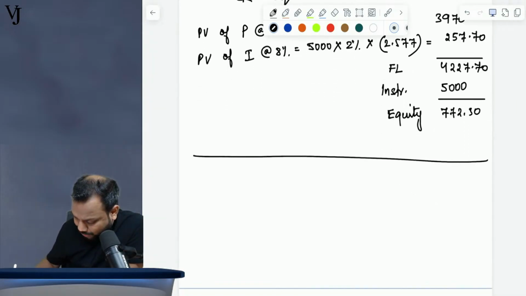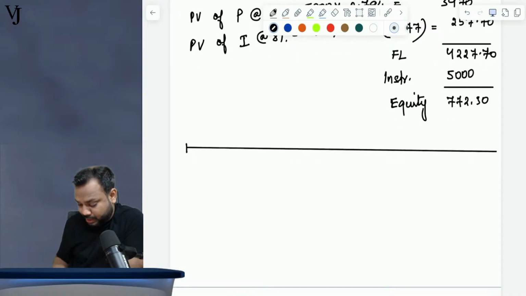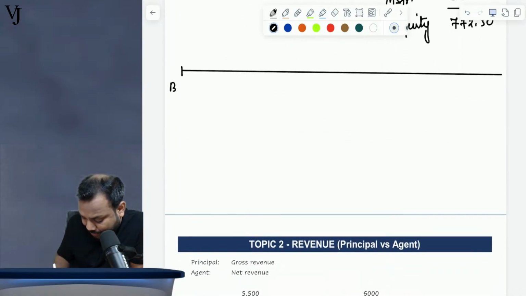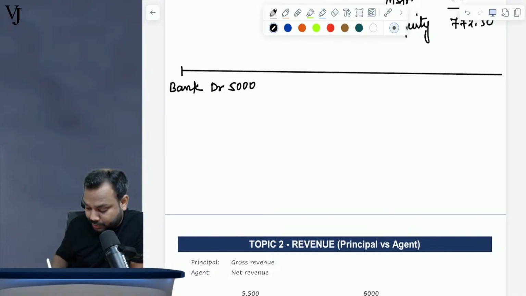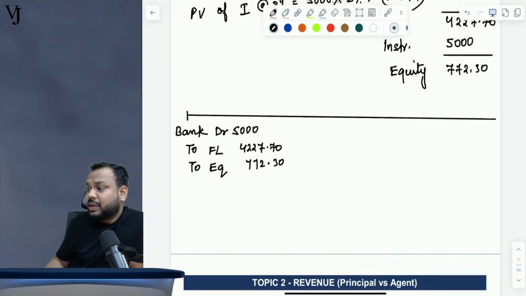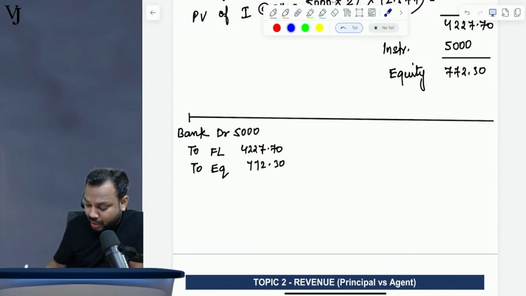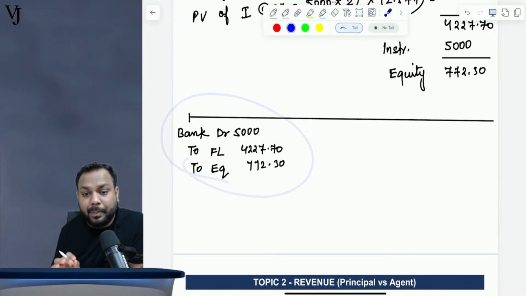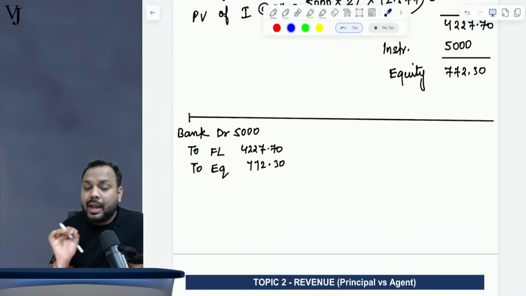On the date of the issue of the instrument, the company has received in the bank account how much? 5000. Now, to financial liability is 4227.70. To equity element is 772.30. This is the equity element. So this is how we are going to segregate or split the instrument into equity and financial liability.